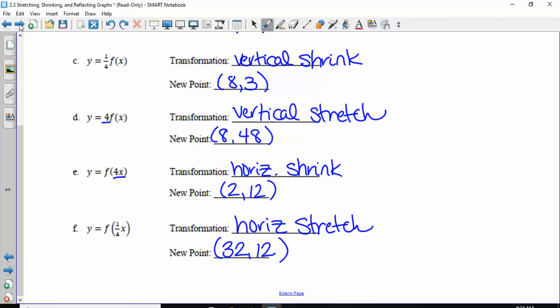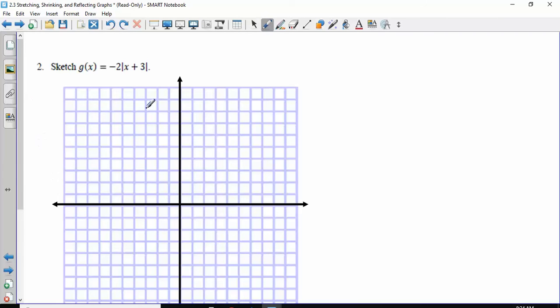Number 2. So, my parent function is the absolute value. Exact points: 0, 0, 1, 1, 2, 2, negative 1, 1, negative 2, 2. If you don't have those points where I can see them plotted on your graph, you will automatically miss a point, even if the shape is correct. I want to be able to see those points.